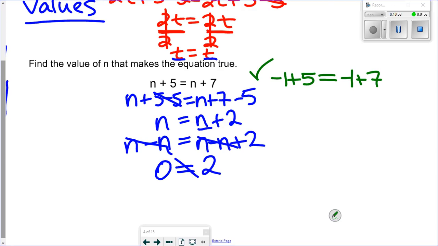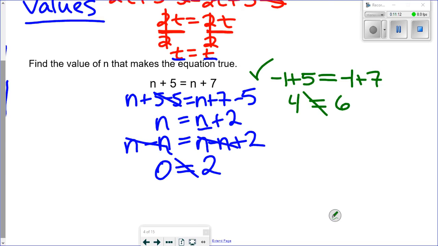Well, if I add -1 plus 5, I get 4 on the left. If I add -1 to 7, I get 6 on the right. We know that 4 can never be equivalent to 7. So this just further proves that this equation has no solutions that will make it true.